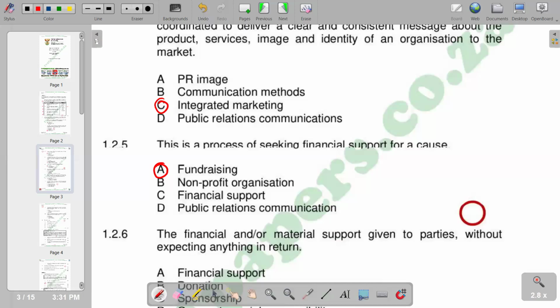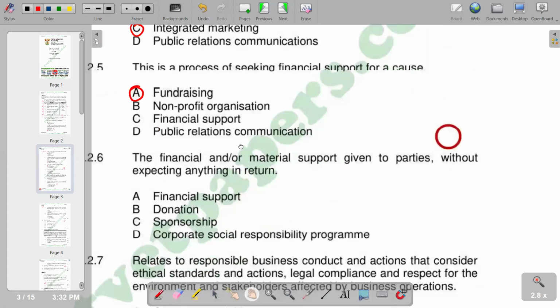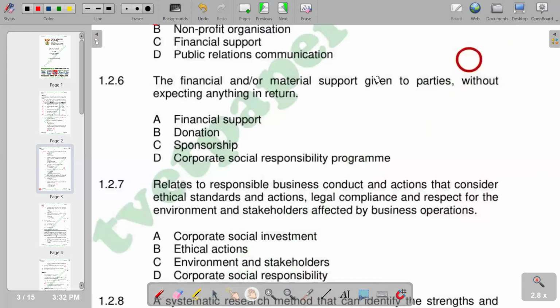In terms of the next, number 6, the financial or material support given to parties without expecting anything in return. So this is clearly a donation, which is B, because whenever there's a donation, there is no expectation of a return.